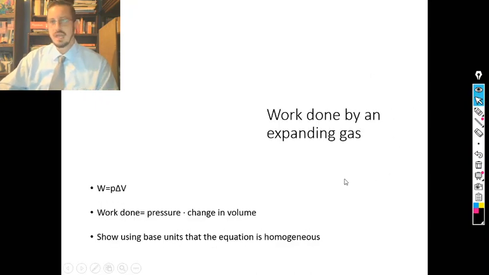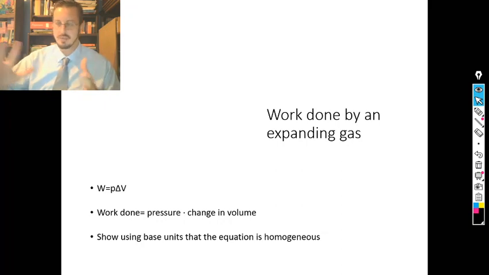An expanding gas can do work, right? Work could be done to a gas, so we can compress a gas, and we're doing work to compress the gas, or the gas could do work by expanding. The work done either on or by a gas is equal to the pressure times the change in volume.